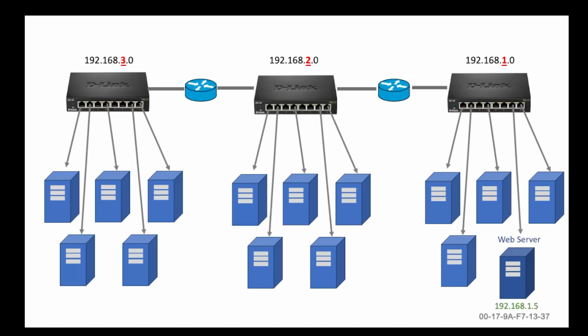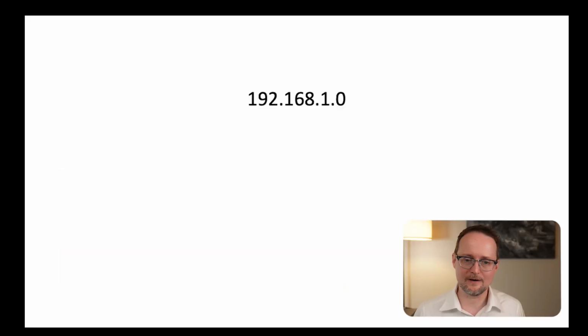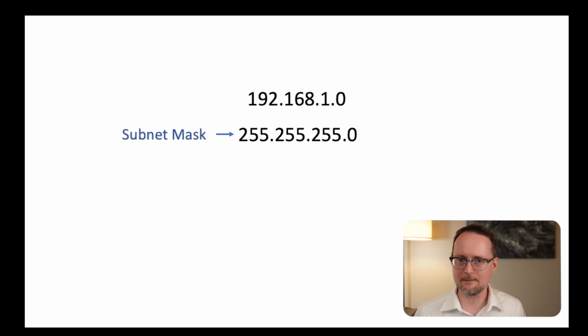After all, one of our goals is to reduce the chance of a broadcast storm, and 4 billion addresses is a pretty big storm. So to define the size of the network, we need another piece of information in addition to the network address that you see here. And that's called a subnet mask.